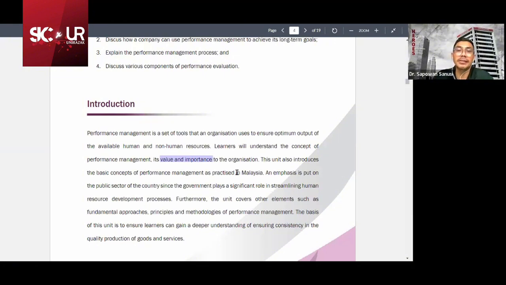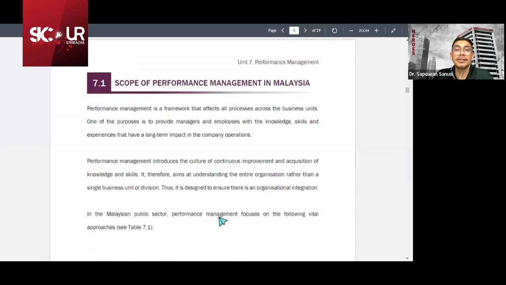Okay, how is it practiced in Malaysia? Is it similar to the US, or to Singapore, or to another country? You want to look more into this after this. Emphasis is put on the public sector of the countries, since the government plays a significant role in streamlining the human resource development process. So we look further at the approaches, principles and methodologies of performance management throughout our discussion.